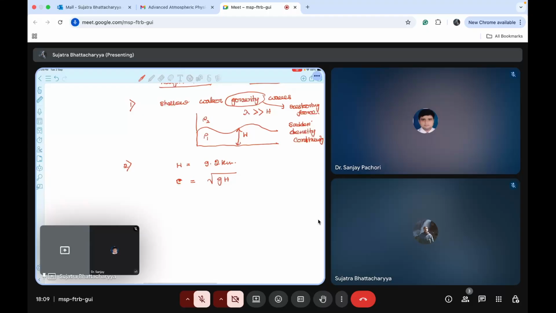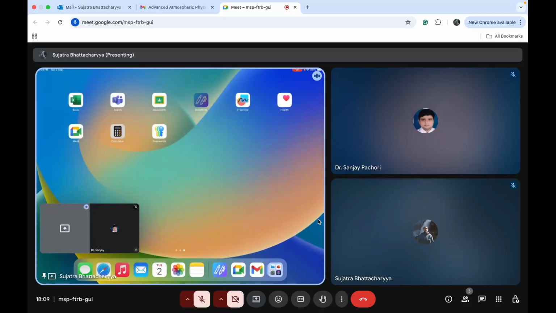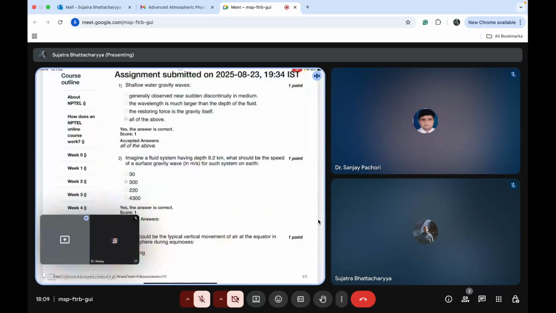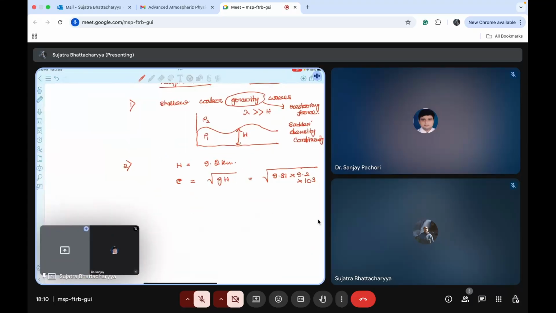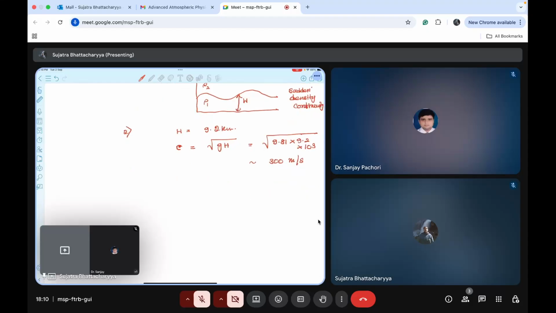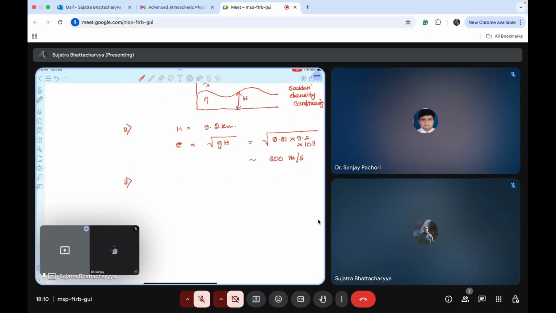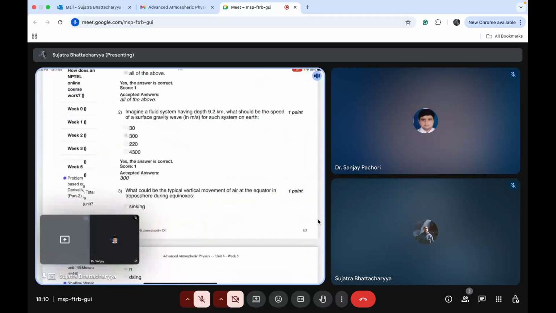Okay, so this becomes 9.81 into 9.2 into 1000 because we have to convert it into meters. Okay, so if you just calculate it, it will come out near 300. Yes, 300 meter per second. Just a simple calculation, so it will come out to be roughly near 300 meter per second. Okay, fine. The third one, let's see what is the third question.